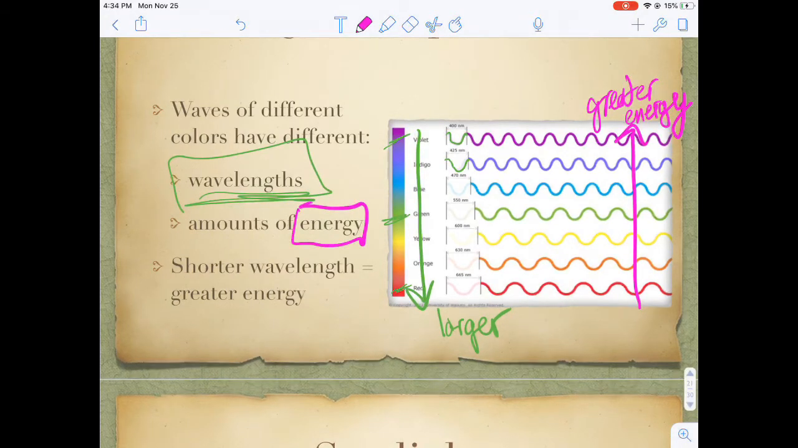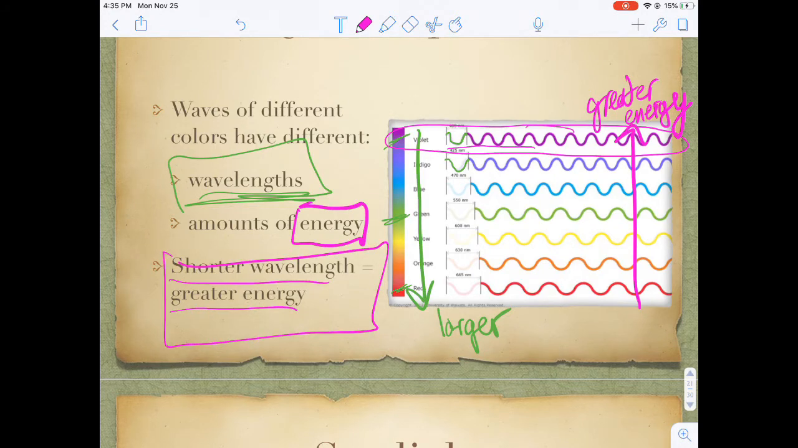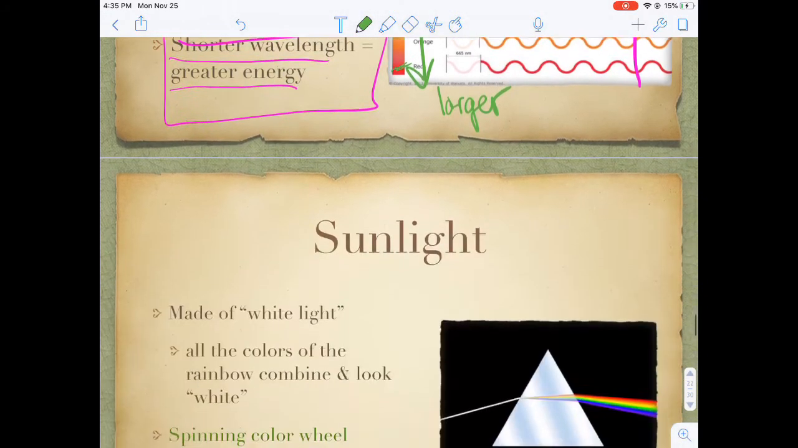So just think about if you are jumping rope. In order for you to jump rope faster, you have to spend less time on each individual jump. So your jump time has to be less. It's kind of the same way with the shorter wavelengths. The shorter the wavelength, it's going to have more energy. So shorter wavelength equals greater energy. That's the relationship that's important to keep in mind.